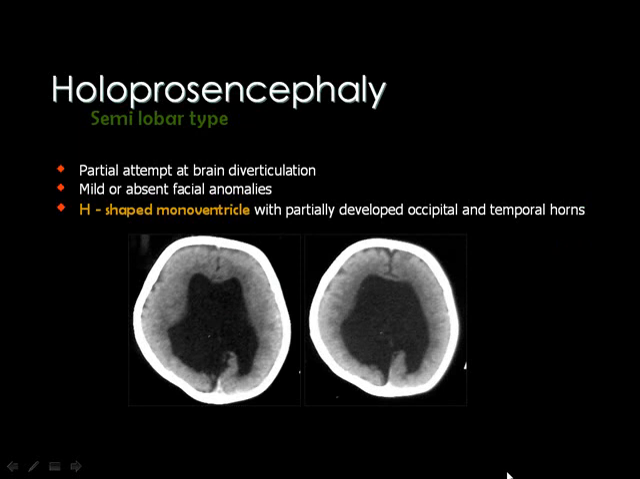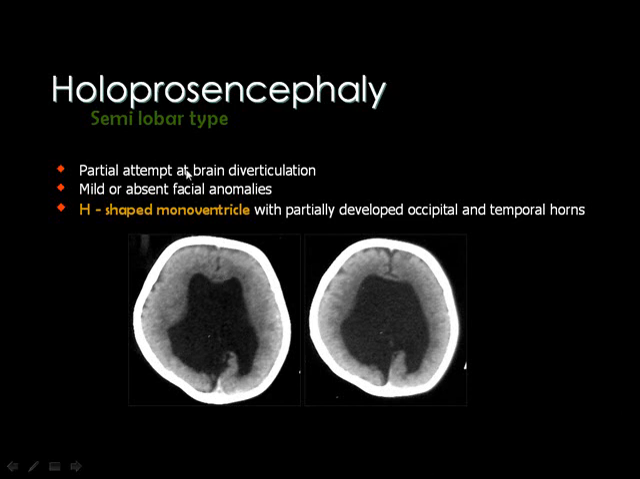Then you come to the semilobar type, which means that there is some development towards the normal configuration. And you can see some attempt at formation of the frontal horns and the occipital horns. But still, most of the midline structures are missing. The falx may be rudimentary. The interhemispheric fissure may be hypoplastic.